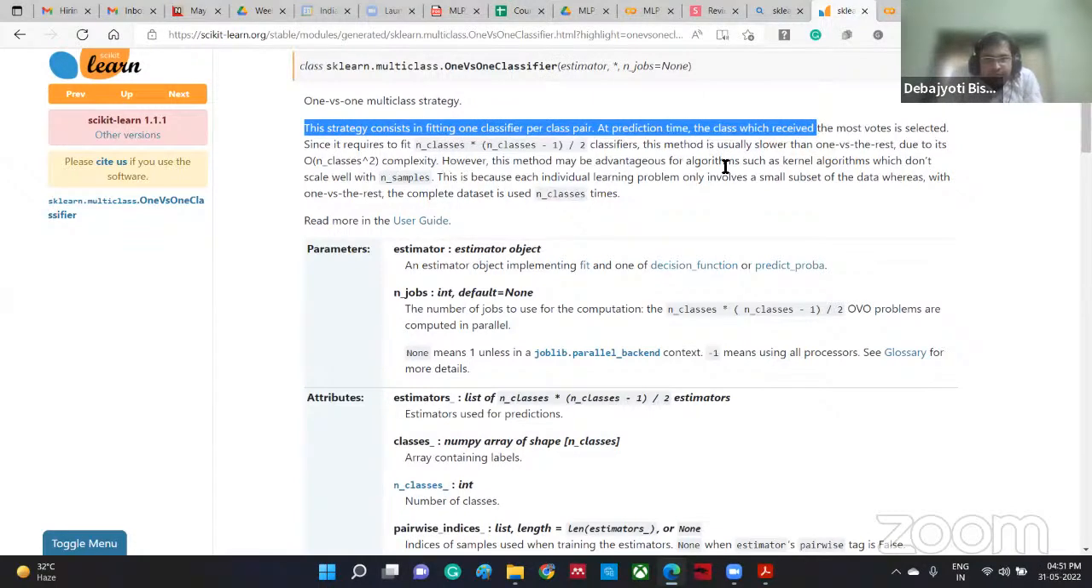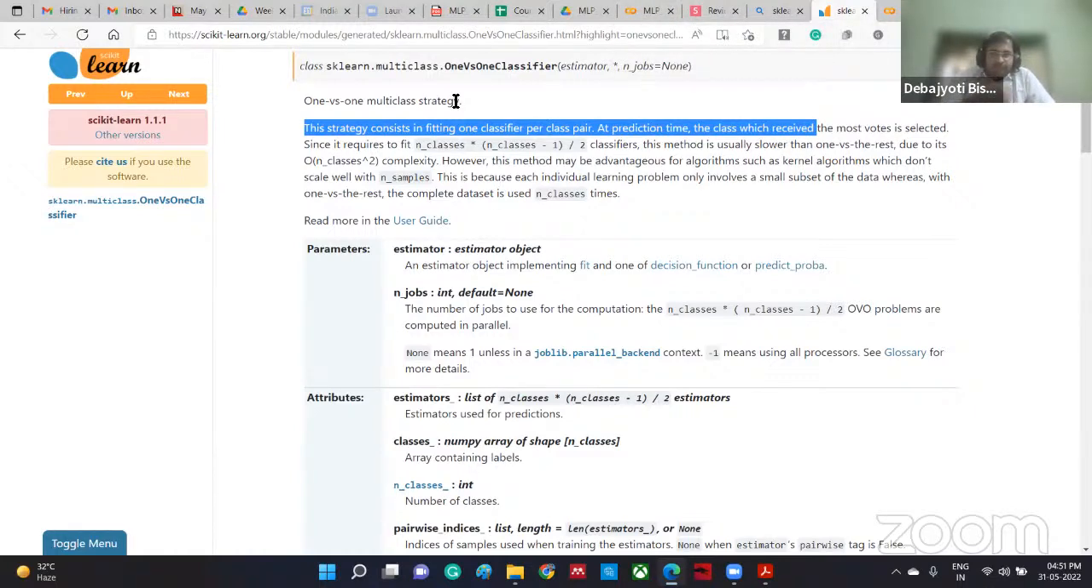However, this method may be advantageous for algorithms such as kernel algorithms, which do not scale well with the number of samples. This is because each individual learning problem only involves a small subset of data, whereas with 1 versus the rest, the complete data set is used n_classes times. So just learn what the different features of it are, and what the difference is between 1 versus 1 and 1 versus the rest.